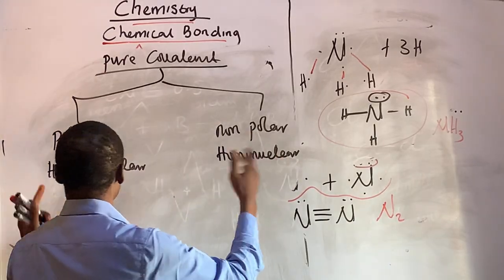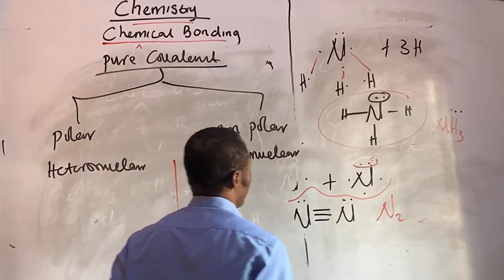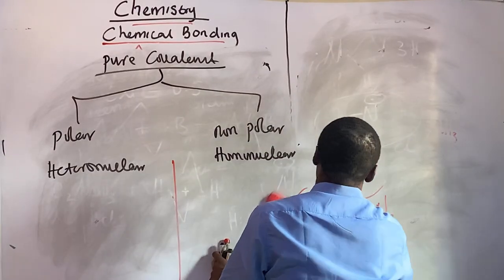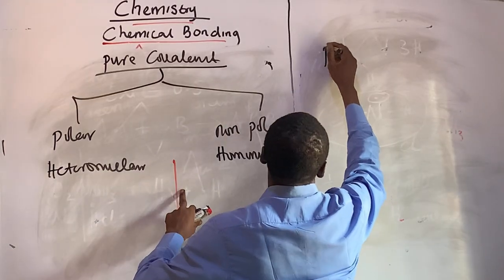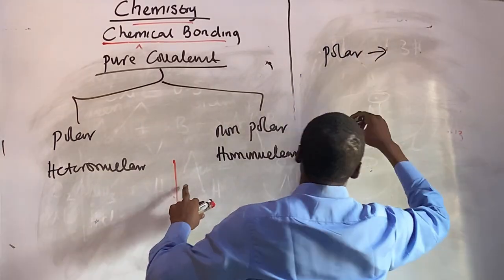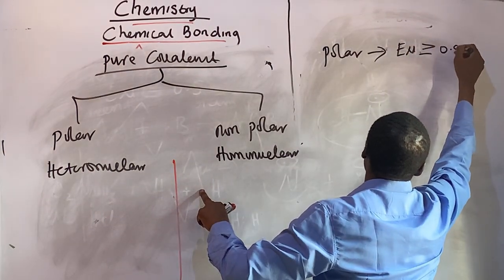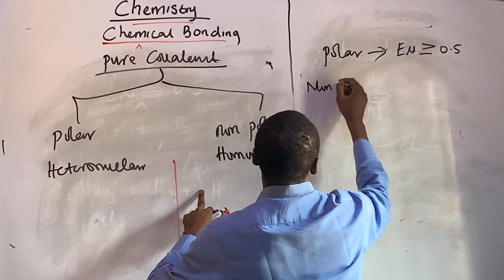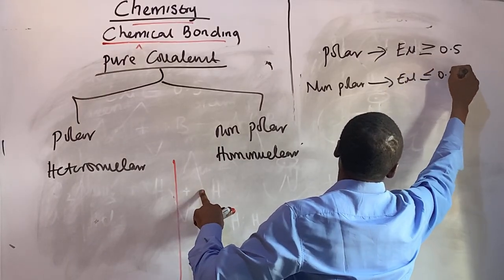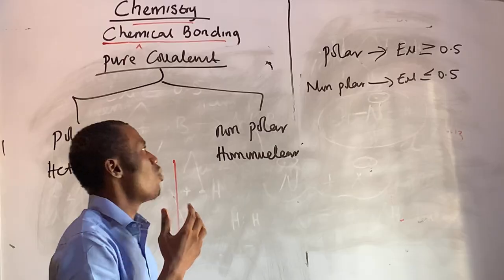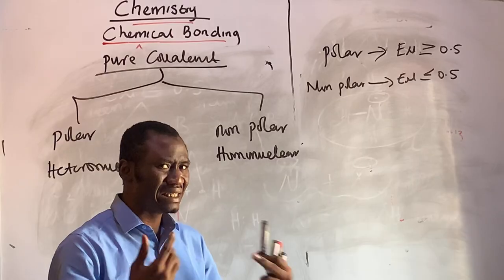Now, which one should we explain first? Let's divide the bond into two and make some expressions. Take note of this. For a covalent bond to be polar, the electronegativity difference will be greater than or equal to 0.5. For it to be non-polar, the electronegativity difference will be less than or equal to 0.5. So to know whether a bond is polar or non-polar, we check the electronegativity difference.